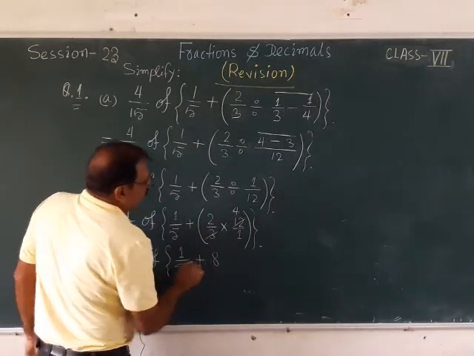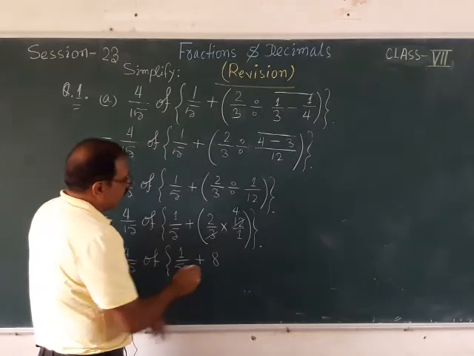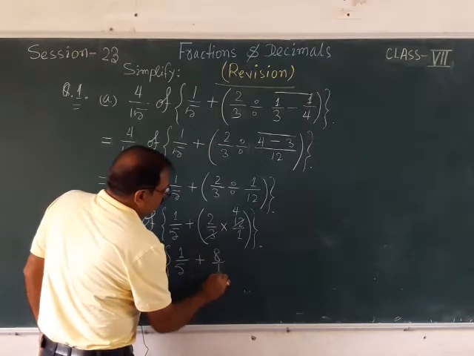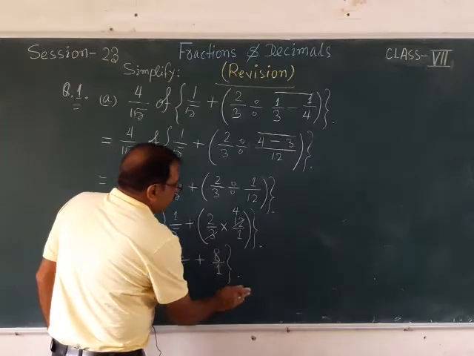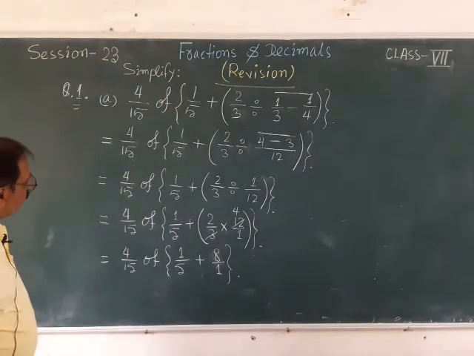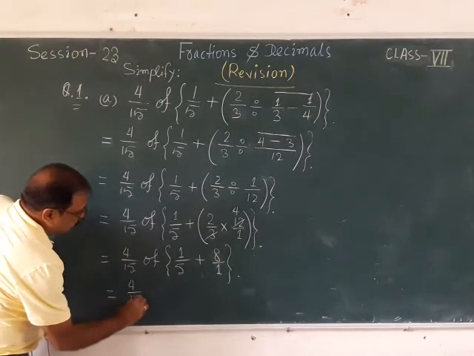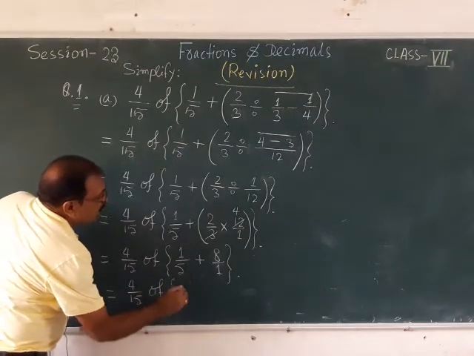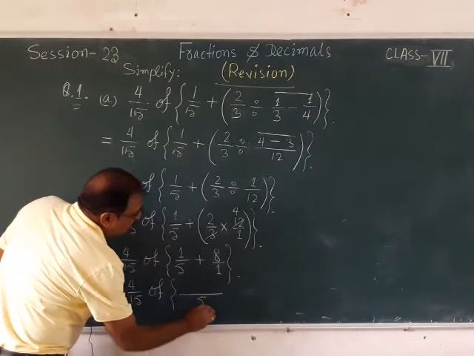What number are you getting? Only 8, because 1 into 1 is 1, and 8 by 1 means 8 itself. So you can write here 8 upon 1, no problem, and if you are having a single number, then the bracket automatically removes. Now you are having 4 upon 15, then you are having of, and further you have to work for this 5 and 1, LCM will be 5.